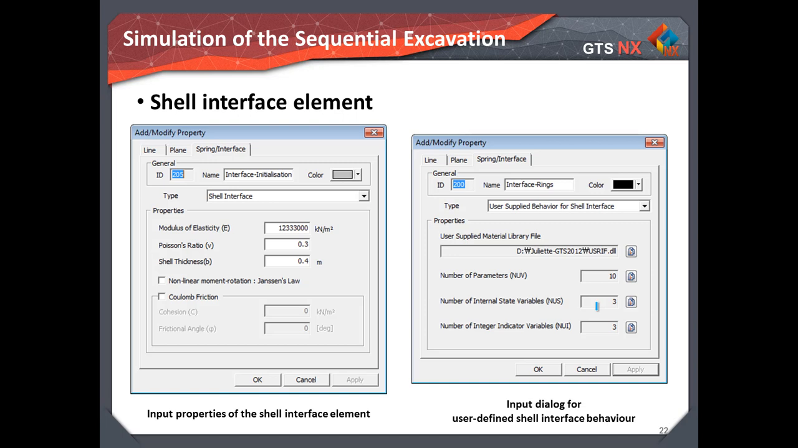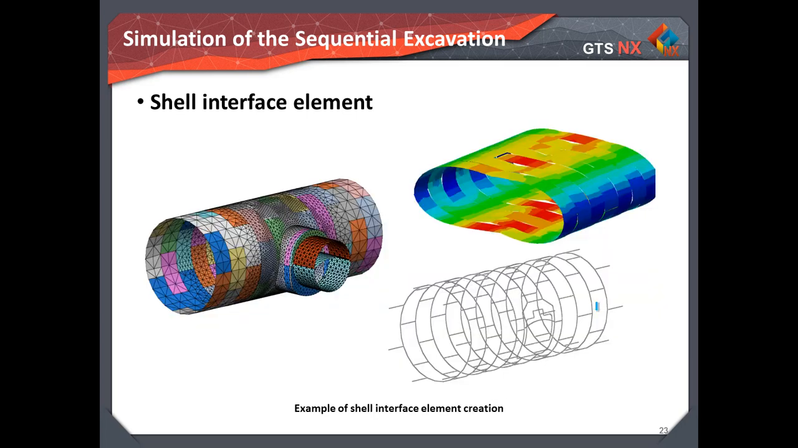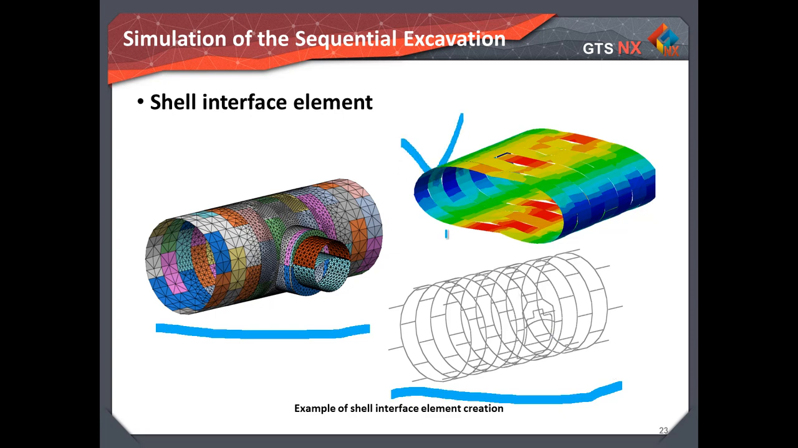The shape and formulation of the shear interface element is similar to the standard line interface element. However, rotational degrees of freedom are added to each node to ensure full compatibility with adjacent plate elements. In MIDAS GTS NX, the constitutive behavior available for shear interface elements includes Coulomb friction for sliding displacement and Janssen's law for hinged rotations. This figure shows an application of shear interface elements for the lining of a TBM model. So this is the lining segment mesh set, and this shows the shear interface elements between lining segments, and this is the deformation result for the lining segments.